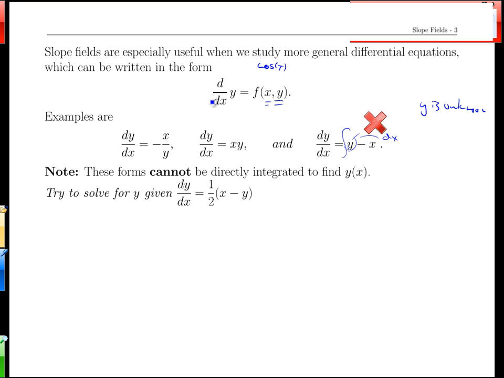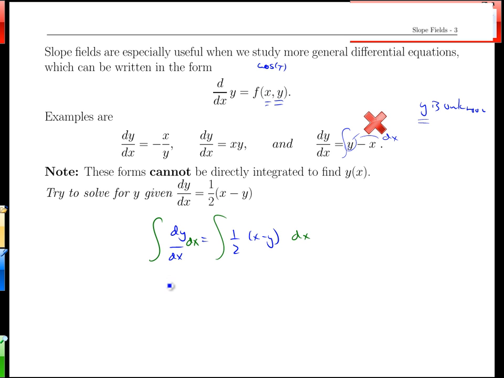We were given the differential equation because we had some idea of how the rate of y was related to something else. But what actually defines y is still unknown yet, so we can't integrate it. Just to make that more clear here, if we have dy/dx equals 1/2 x minus y, we'd be tempted to integrate both sides with respect to x.